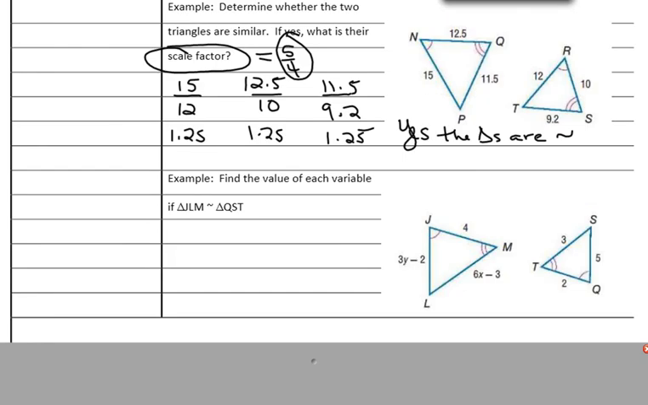Okay, in the last example, I'll have you go ahead and write it out and draw the picture as well. We're going to find the value of each variable. This time they're telling us that the two triangles are similar, so we don't have to determine if they are. So I know I want to find x and y, because those are my two variables. In order to do that, I've got to set up my ratios. I'm going to do that using the similarity statement.